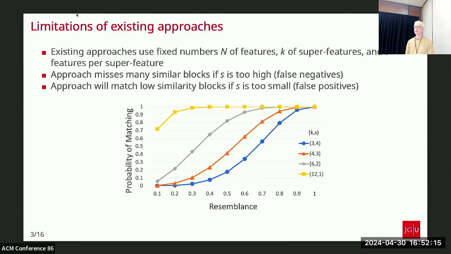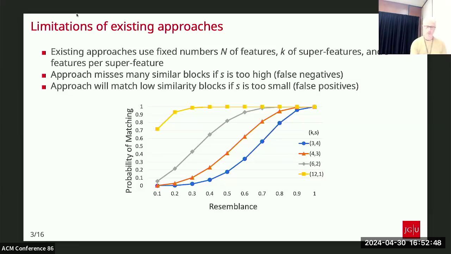So what is the drawback of existing approaches? In principle, I already told you we have features, and I assume we have around n features. And I combine them into k super features, and each super feature is composed of s features. So therefore, we have n, k, and s. And in principle, this is a trade-off. If I have too many features per super feature, then it can happen that I don't detect similar blocks.